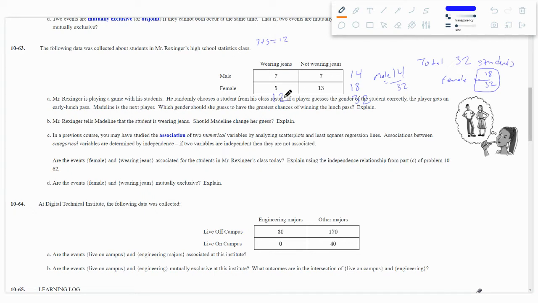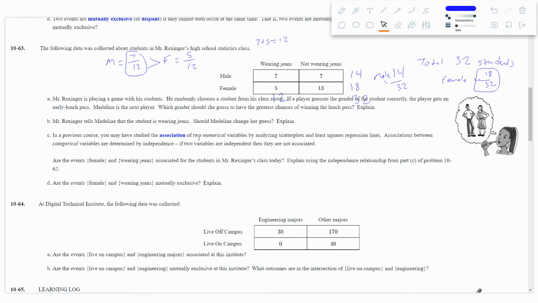So if we know that the student is wearing jeans, this should change your answer because now it's not out of 32 anymore, it's out of 12, and it specifically comes from this column here. In this case, for part B, she should change her guess. Why? Because male has 7 out of 12, female is 5 out of 12. 7 out of 12 is bigger. So you want to go with the male then, if you know that the student has jeans.